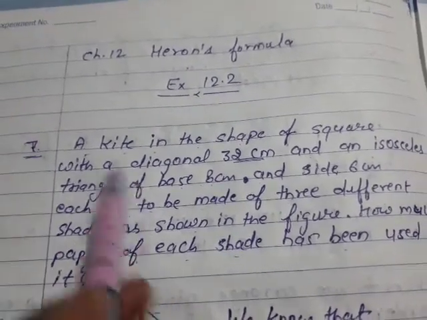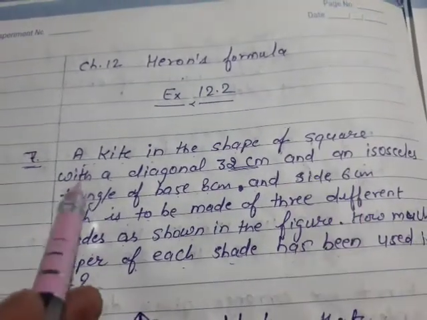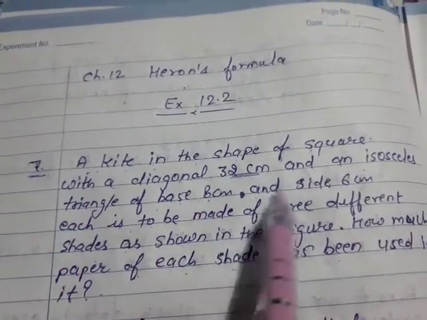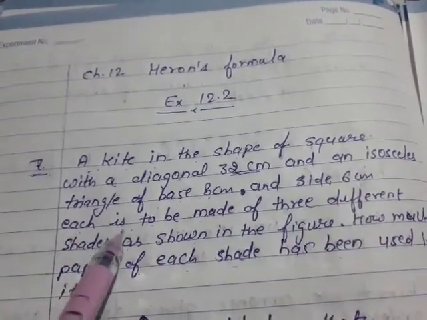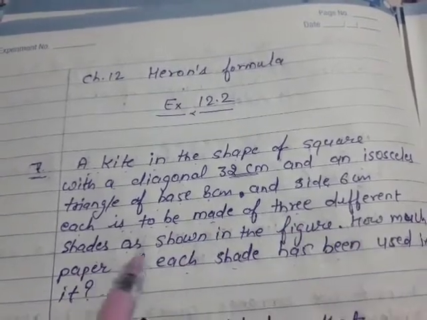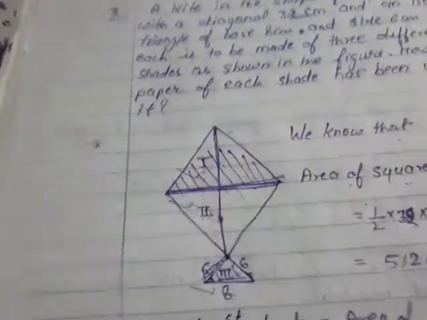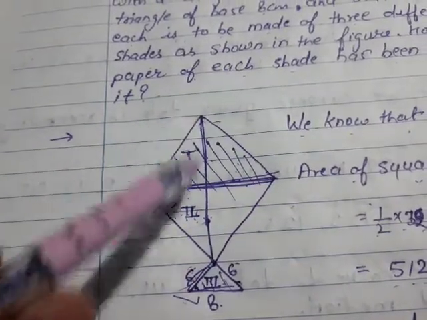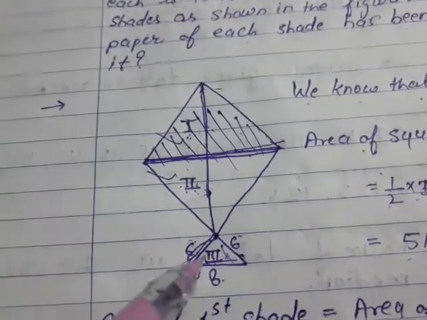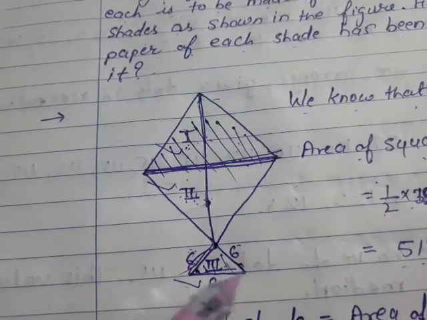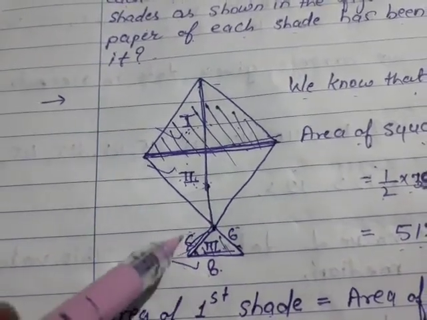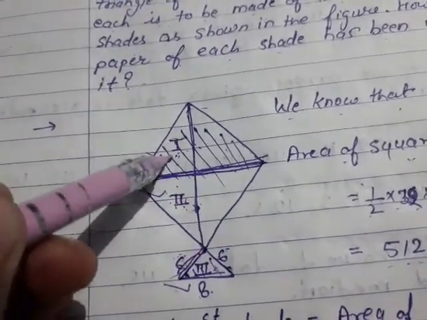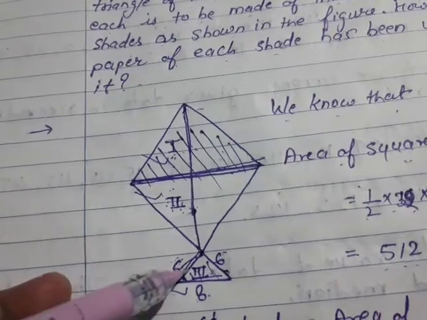Question number 7: A kite is in the shape of a square with a diagonal of 32 cm and an isosceles triangle of base 8 cm and side 6 cm. Each is to be made up of 3 different shades as shown in the figure. It is a kite made up of a square whose diagonals are 32 centimeters, and the third part is an isosceles triangle with base 8 centimeters and the other two sides 6 centimeters. The square part is divided into one and two parts, and the triangular part is the third part.